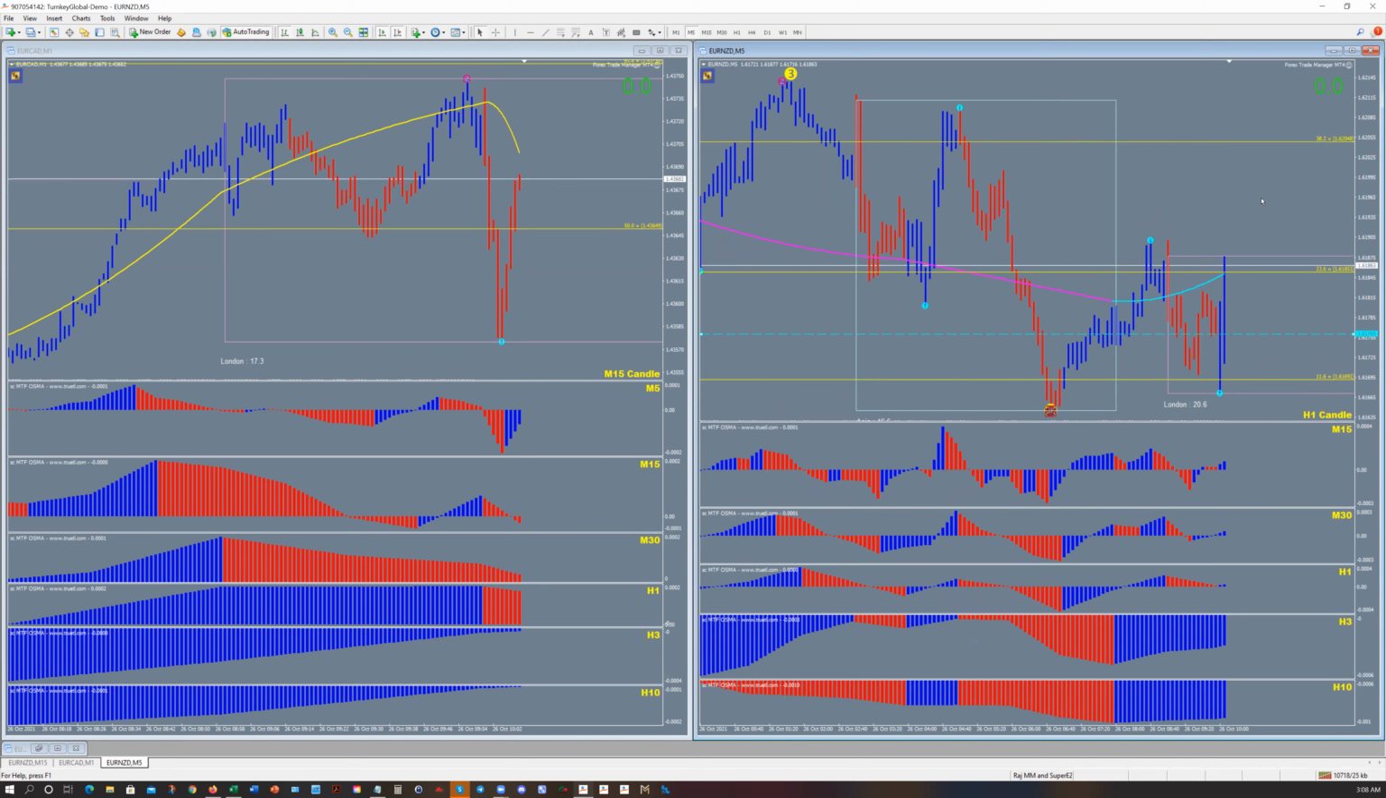Was there news out or something? No, a spike like that is the opening of the market in London. Okay, that's going to settle down anyway.